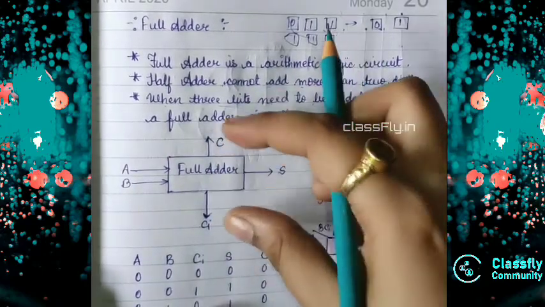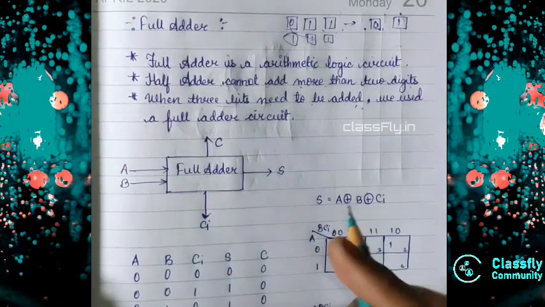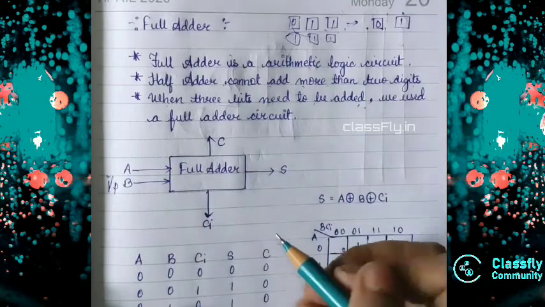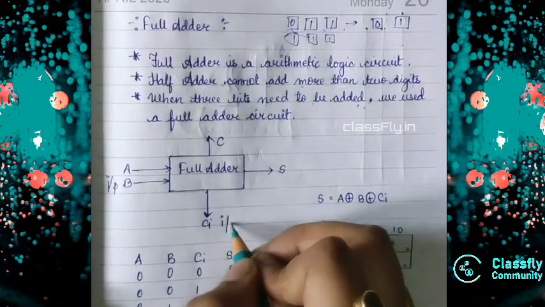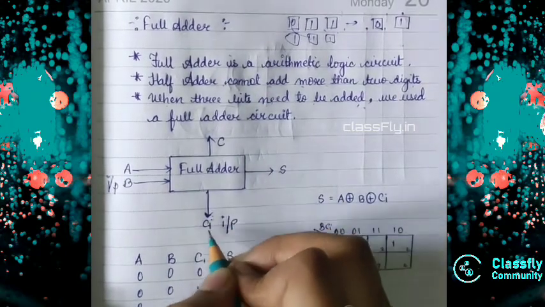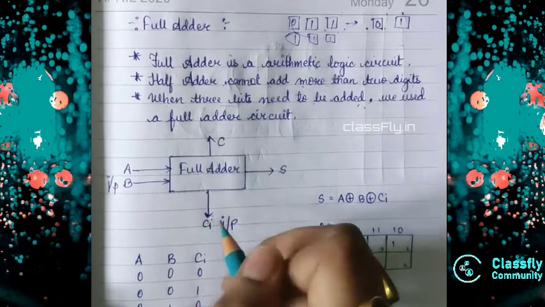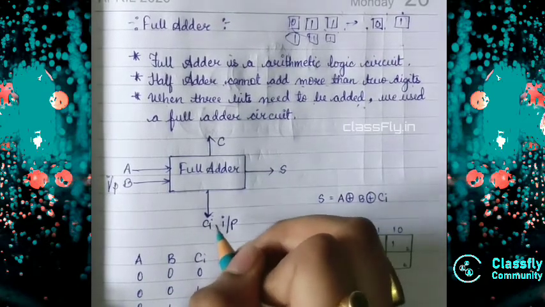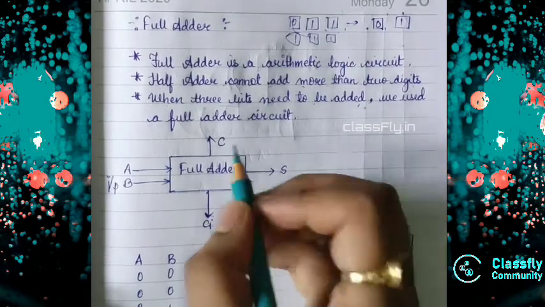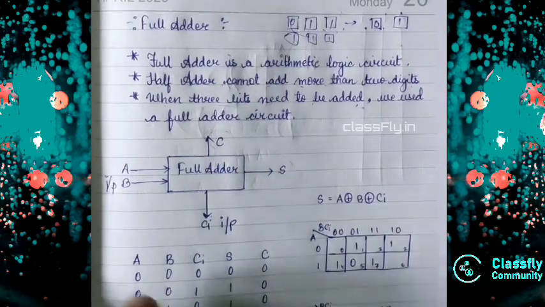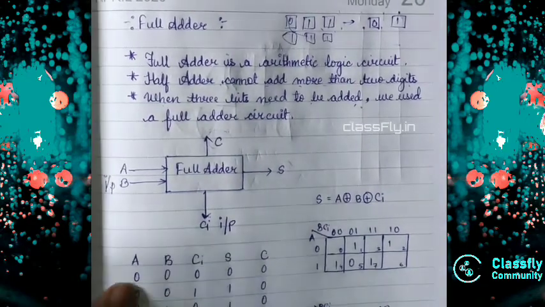This is a block diagram of the full adder. These are the inputs, that is A and B, as well as this one. This input we denote as CI because it will be the input carry, the third bit, and this will give us the carry, and this is the sum. Now we will first do our truth table.